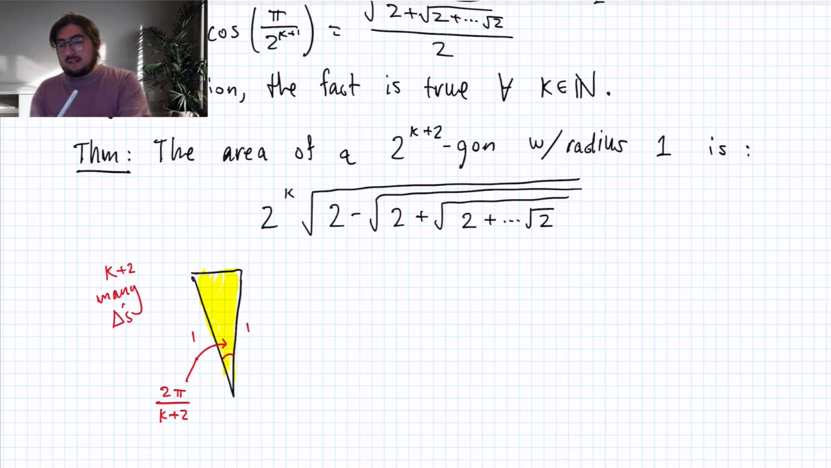Okay, well in fact it's over, let me think about that for a second. It's not over k plus 2. It's actually over how many triangles there are, which is 2 to the k plus 2. My mistake. 2 to the k plus 2. Now notice that actually reduces. If you divide top and bottom of this by 2, you get just pi over 2 to the k plus 1.